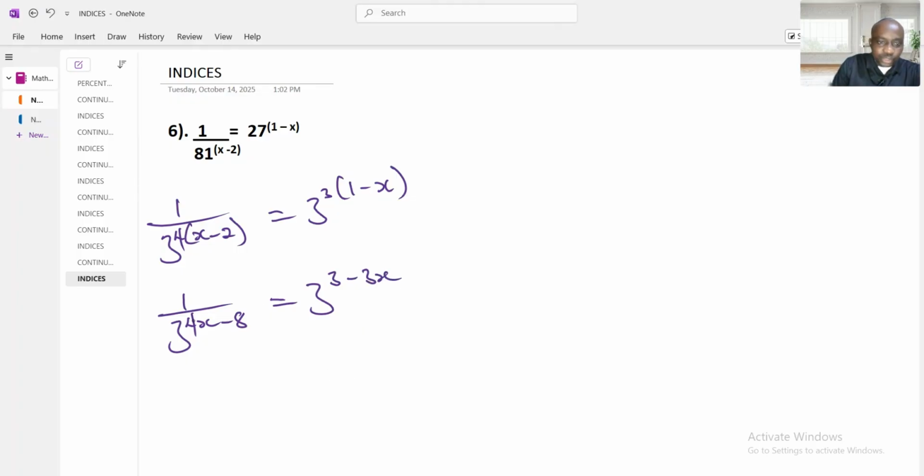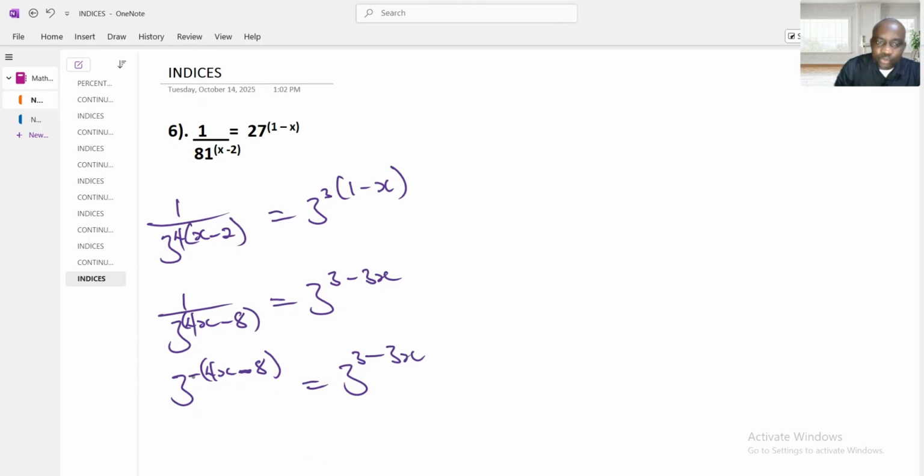The next thing I'm going to do, let me just bracket this like this. Now, this denominator, we are going to bring it up. When you bring it up, it will turn to minus. Now, let me write it out like this: 3 raised to the power minus, bracket 4x minus 8. If we look at it, this minus is not for only the 4x, it's for both sides. Equals 3 minus 3x.